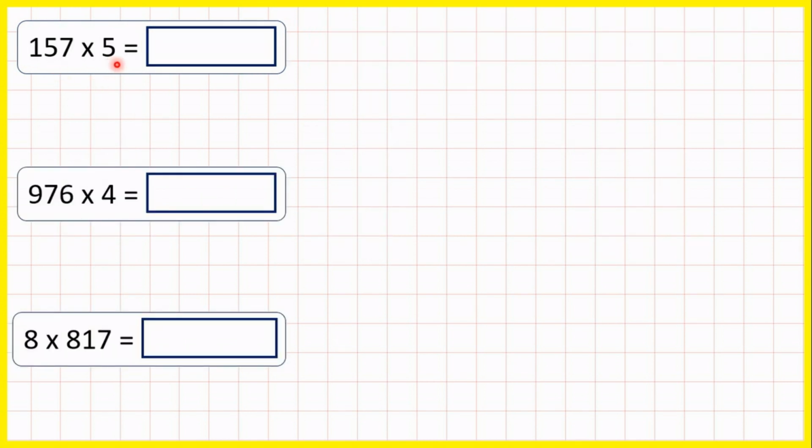Now 157 times 5. So we can set this out as a column multiplication. We start by multiplying the digits in our ones, and 7 times 5 is 35. Now 35 is a 2-digit number, so we need to write the first digit, the 3, up here, to the left, and then the 5 in our answer line.